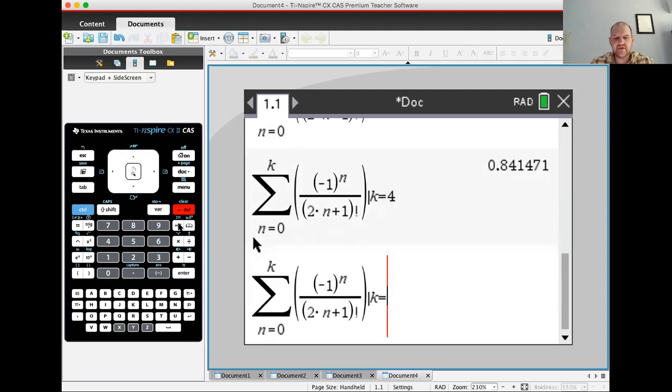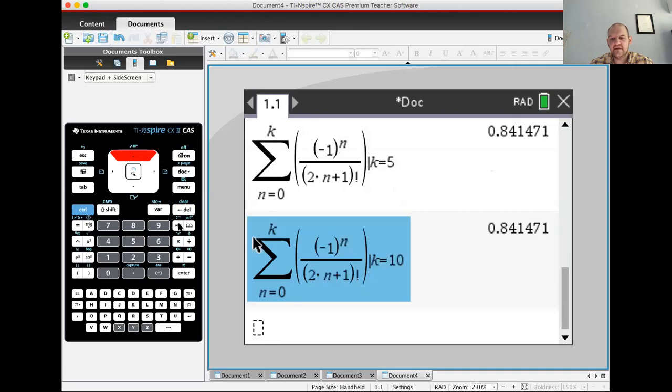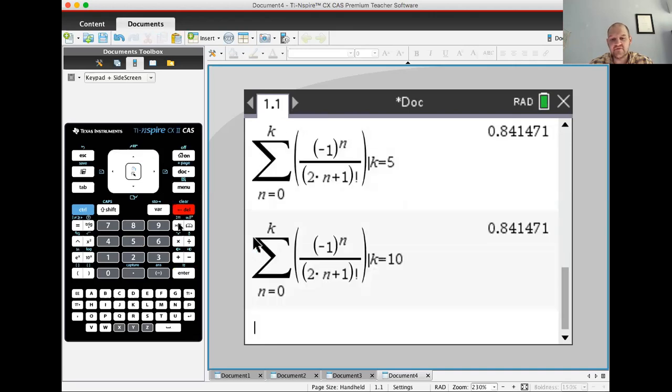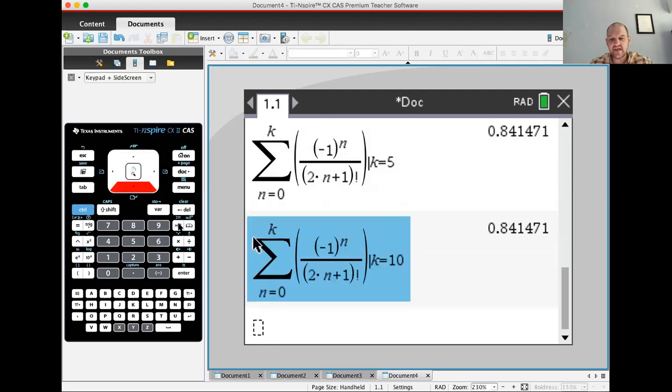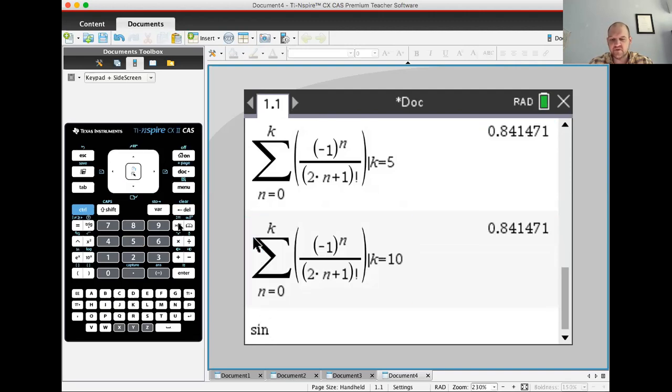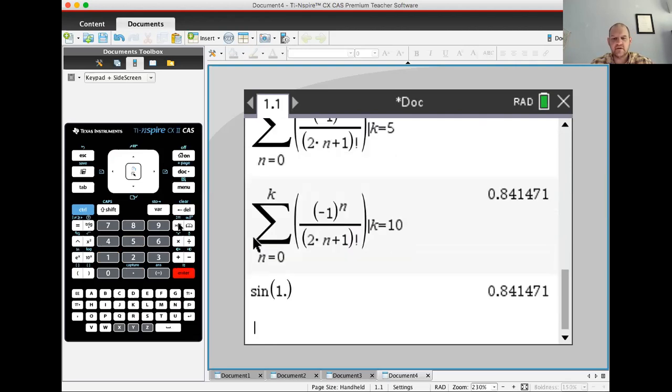So if we keep going, let's go to like 10. You can see actually the difference between 5 and 10, you can't see. Like there is a difference, but you can't see the difference because already at 6 decimals, you locked in all of those. So it seems to me the sine of 1 in radians, you have to be in radians or this makes no sense, should be approximately 0.841471. And it is. That's what we're doing.